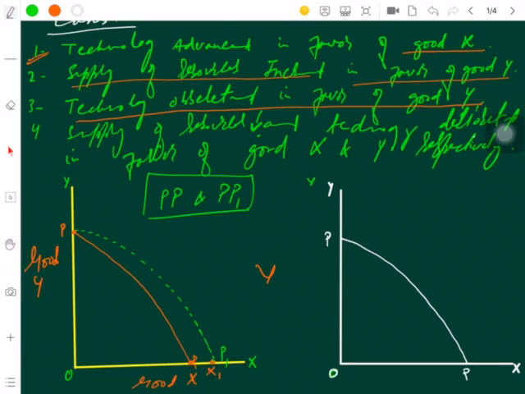So supply of resources is deteriorating in favor of good X. So we will be able to produce less of X, and in favor of good Y. Supply of resources is deteriorating in favor of good X, and technology is deteriorating in favor of good Y. So we'll be able to produce less of good Y also. So how will it happen? It will happen like this. So here we have our final production possibility curve.